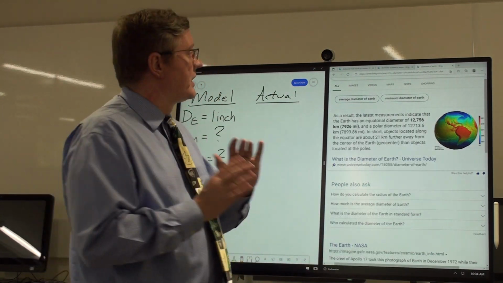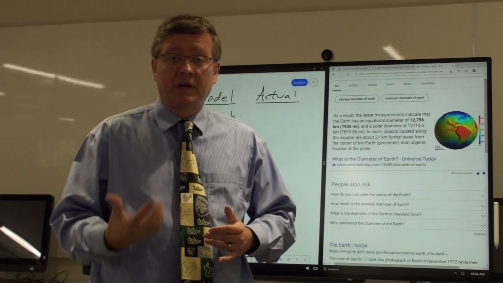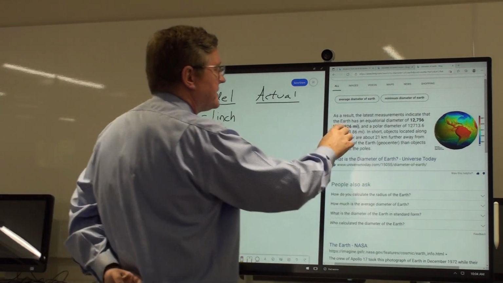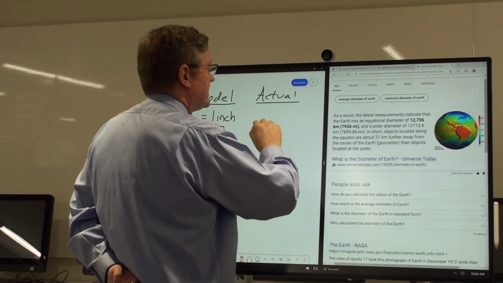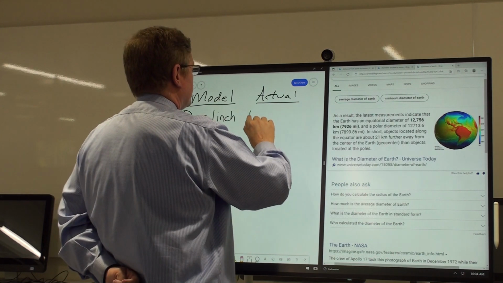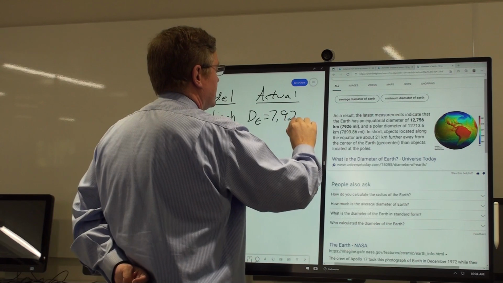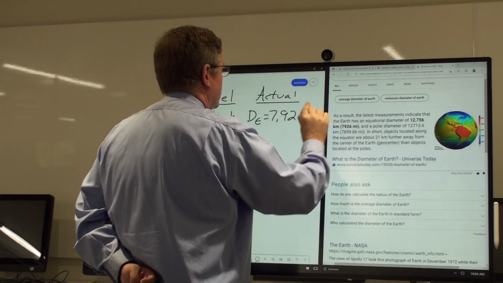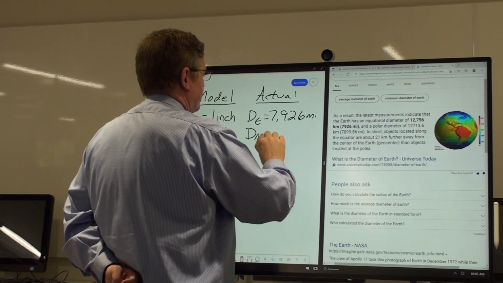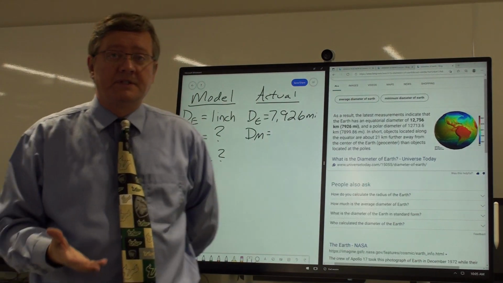So at this point in time, now we actually want to research what are some of the actual values. So when I go to Google and I look up what is the diameter of the Earth, what I find is that the diameter is 7,926 miles. Now next, what I want to look up is the diameter of the moon.